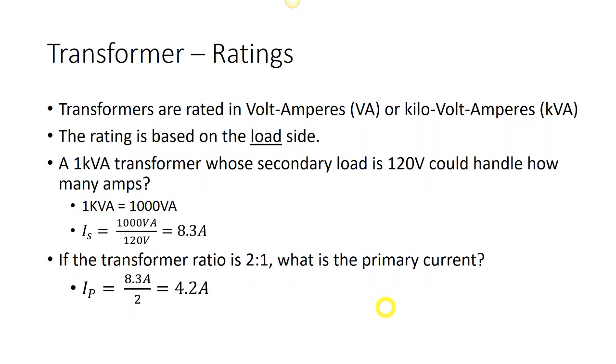So transformers are rated in volt amperes. Okay, it's not watts, it's volt amperes. And when we get into the power triangle, we're going to understand why we call it volt amperes and not watts. But just for now, take my word for it that they're rated in volt amperes. And if we get above 999 volt amperes, we say they're kilovolt amperes, or out in the field, a lot of times we just say kVA.